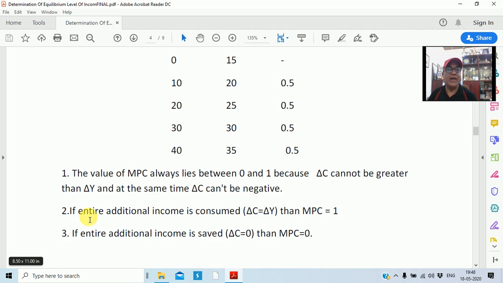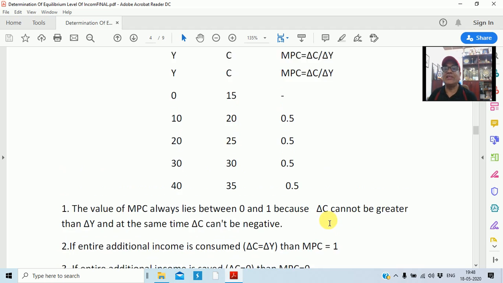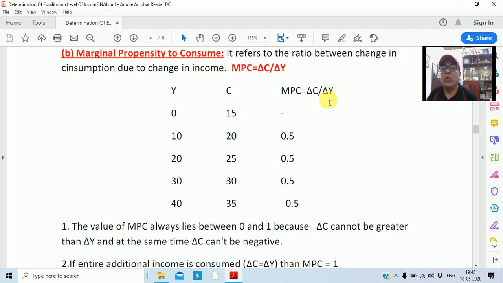So if the entire additional income is consumed, then MPC is equal to 1. This is the maximum value of MPC. Now at the same time, this is also possible: whatever income increased, you have not used in consumption. All income is saved. Your income increased from 100 to 150 and that 50 is saved, not used in consumption.